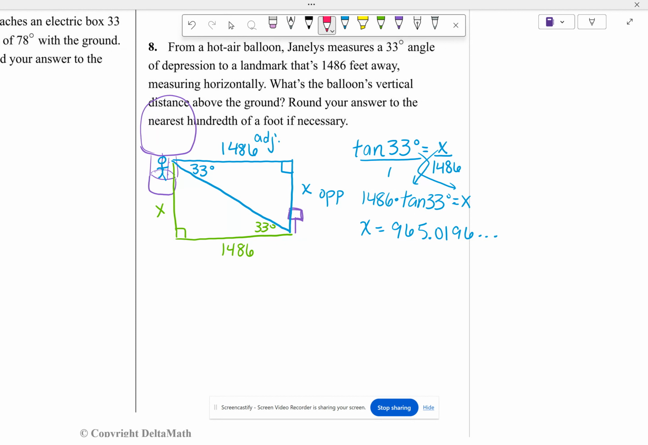In these directions, it asks me to round to the nearest hundredth. And so when I write my answer, I'm going to round to 2 decimal places. All right, 0.01, and then the 9 is going to round the 1 up to a 2. So the balloon's vertical distance, the balloon, is 965.02 feet above the ground.